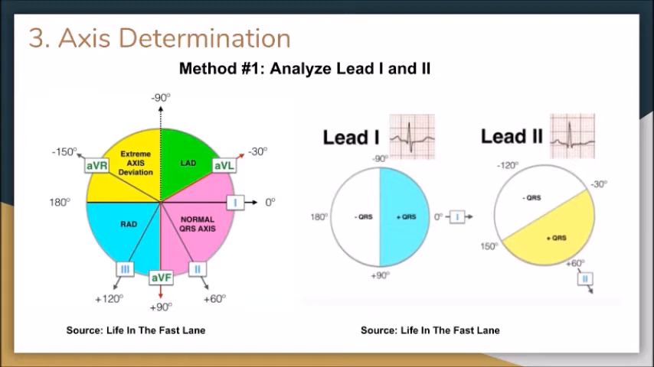Now, if one of them is deviated, if lead 1 is negative but lead 2 is positive, that'll give you a deviation. And the opposite result, if lead 1 is positive but lead 2 is negative, that'll also give you the opposite deviation. And we'll get into those examples a little later.